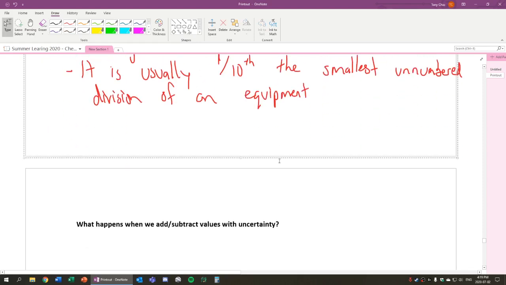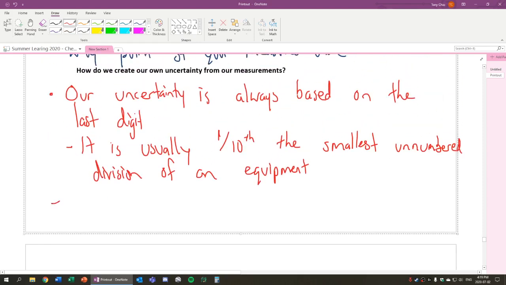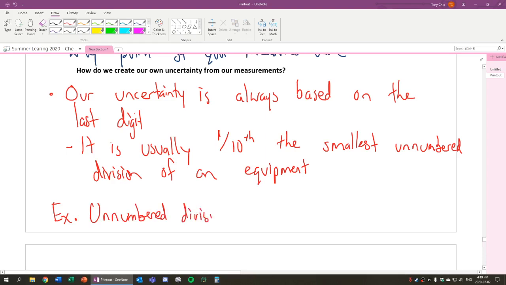So what does that mean? Well, an example: if the smallest unnumbered division was 0.1, then the uncertainty is 1/10 of that, which means it's 0.01. So it'll be plus or minus 0.01. If it's 0.2, the uncertainty will be 1/10 of 0.2, which is 0.02.